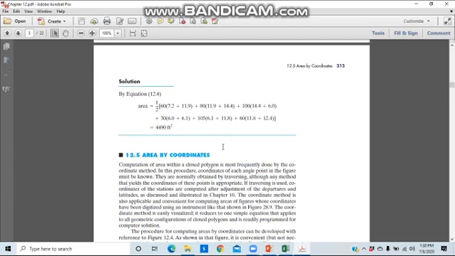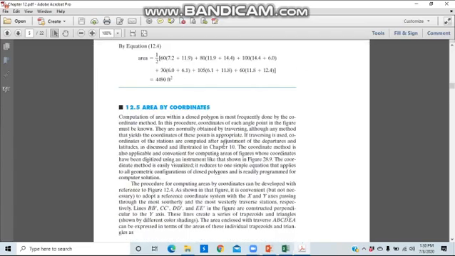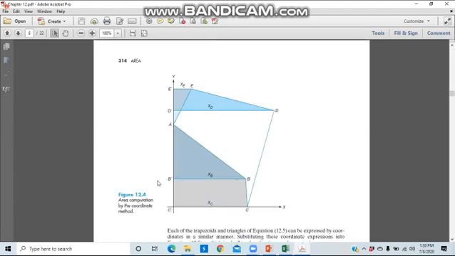Now, area by coordinates. Like we studied in the first slide, how we can calculate the area of any shape using the coordinates, right? All right. So this is the figure, right? This is x-axis, this is y-axis, right? A.